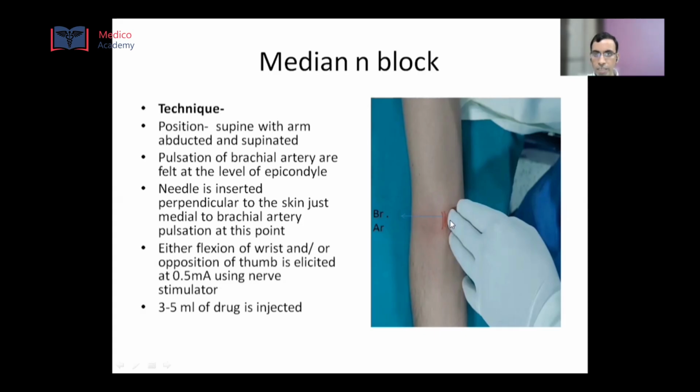Again, a nerve stimulator is attached to the needle, and either flexion of the wrist or opposition of thumb is elicited at around 0.5 milliampere. And once adequate contractions are achieved, 3 to 5 ml of drug is injected at this point.